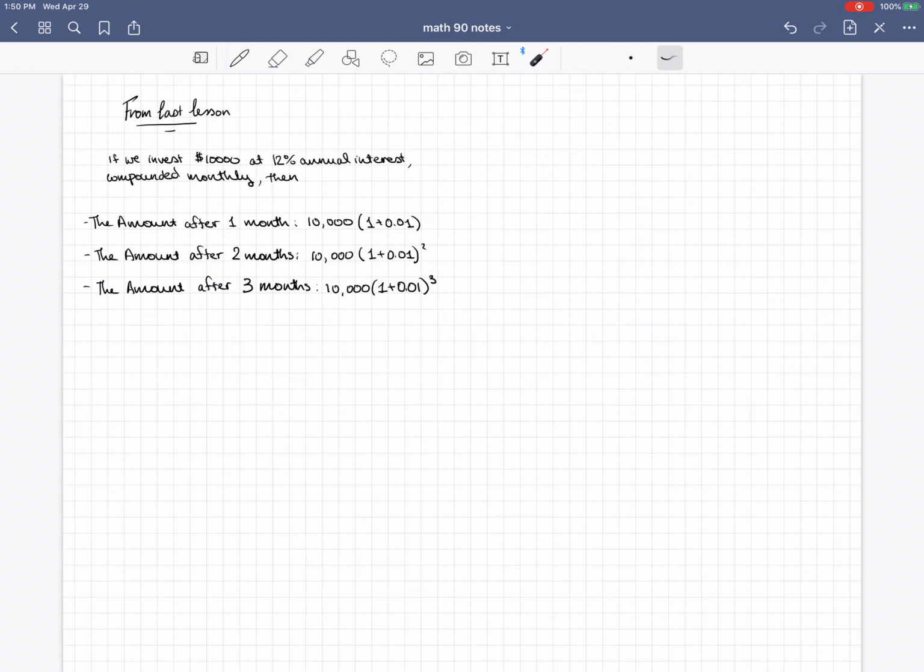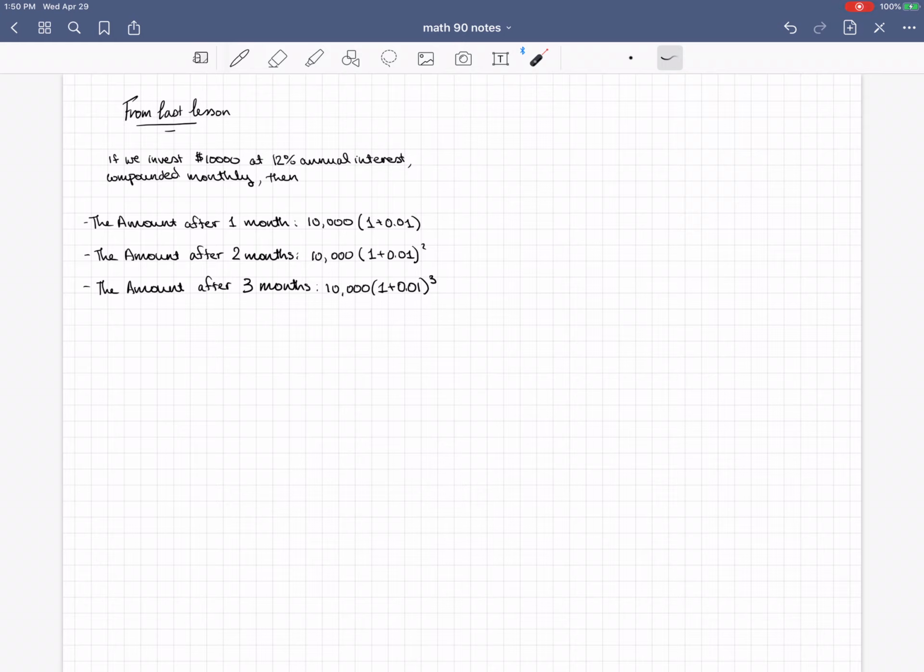So, a couple of quick points, and we're going to reiterate this in a second. The 12% is an annual interest rate. So that's the rate, that's the percentage that you can expect to earn over the course of a full year. However, since we're compounding monthly, we would need to take that annual rate and divide it by 12 to look at the rate that we're earning in each compounding cycle.